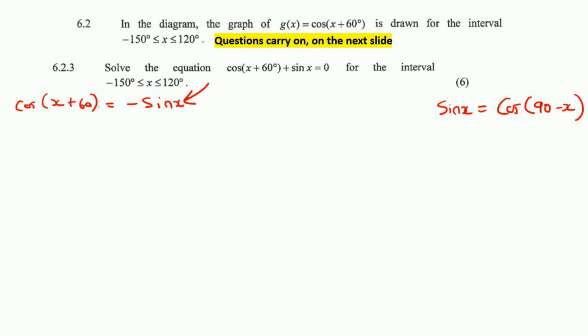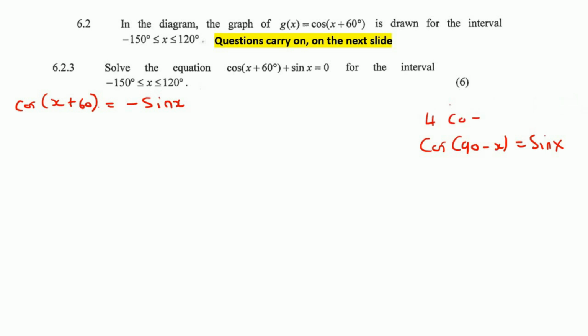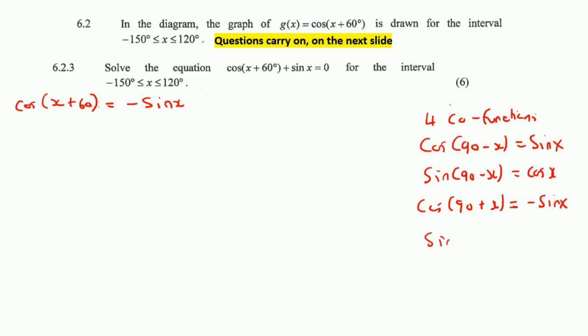Although, I'm actually thinking we've got a few options here. It doesn't really matter. This is the beauty of maths. Let's write down all of our cofunctions quickly. There's this one, the one I've just used. These are the 4 different cofunctions. Then you also get sin of 90 minus x, which is cos. And then cos of 90 plus x, that's negative sin. Maybe we could use that one. That would be interesting. And the next one is sin of 90 plus x, that's cos.